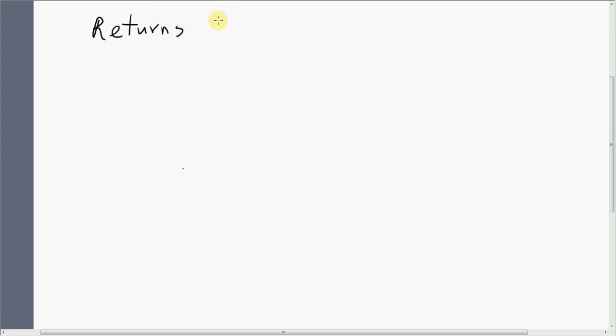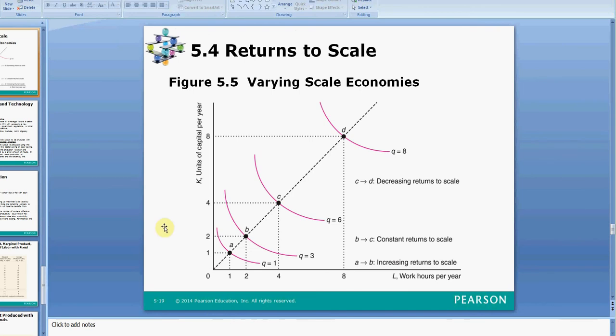In this video I'm going to talk about the long-run production concept of returns to scale. Your book has a nice graph that illustrates this concept. Here we have a number of different isoquants. Here's an isoquant showing all combinations of labor and capital that can produce 1 unit of output. Here's another isoquant showing all combinations of labor and capital that can produce 3 units of output, and so on. We have 4 of them, in fact.